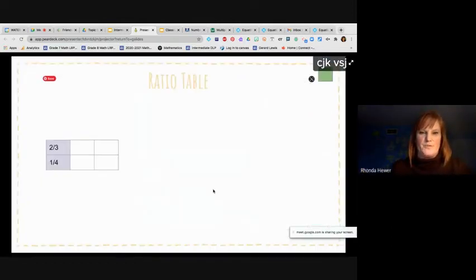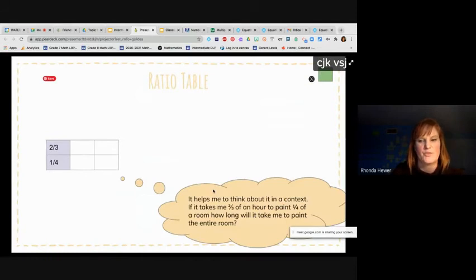Okay, ratio table. So here we go: 2/3, 1/4. How do I use a ratio table? I learned this from my very good friend, Michelle Lang, one of the most brilliant people I know. She says it helps to think about it in a context. If it takes me 2/3 of an hour to paint 1/4 of a room, how long will it take me to paint the entire room? My goal is to turn the 1/4 of a room into one full room.